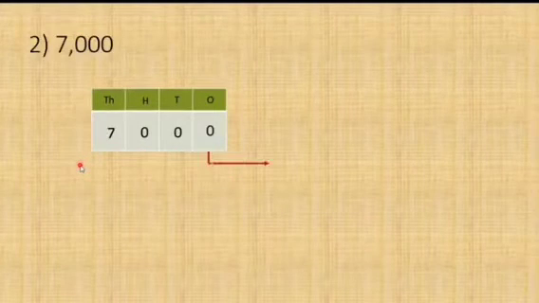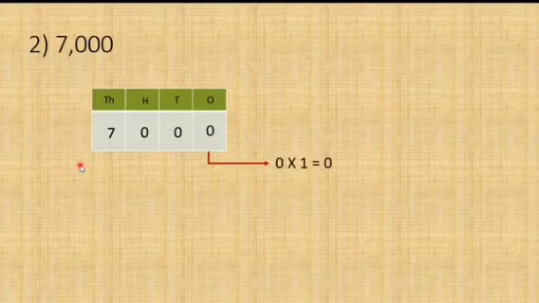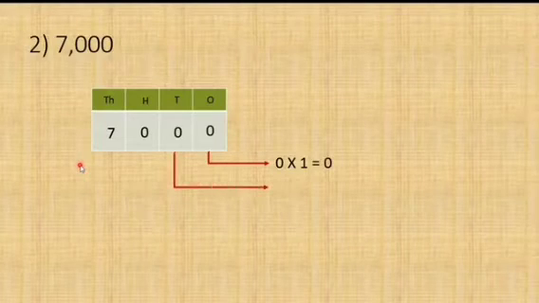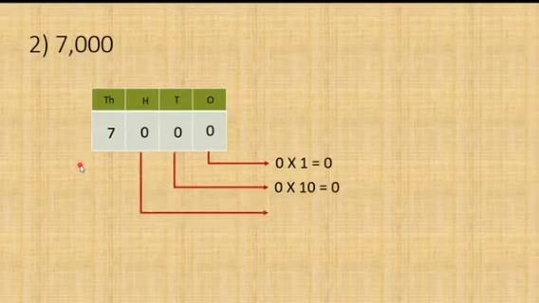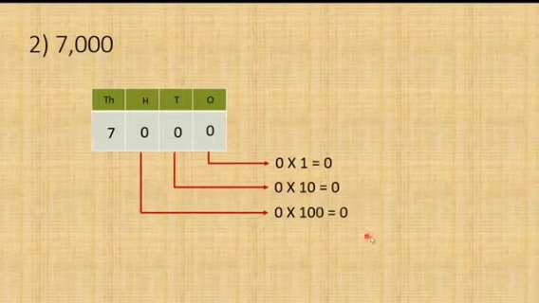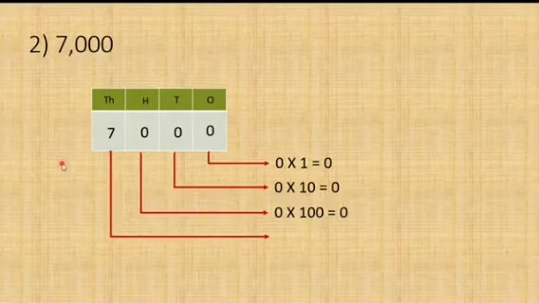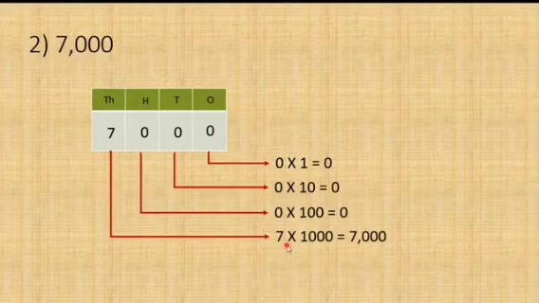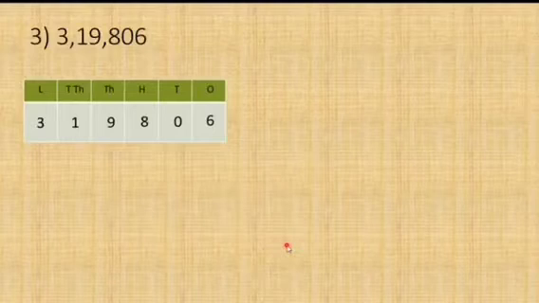Now similarly, we have 7,000. Again, apply that in the place value chart. We have 0 in ones place, then 0 again in tens place, which gives you a value of 0. Then hundreds place also has a 0. So ultimately, whatever is multiplied by 0 gives you an answer 0 itself. Then finally, we have a number which has a value, which is 7. 7 is in thousands place, so we multiply by 1000 and we get the answer as 7,000.